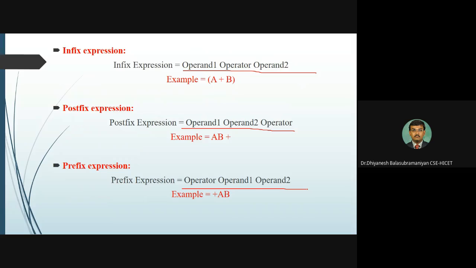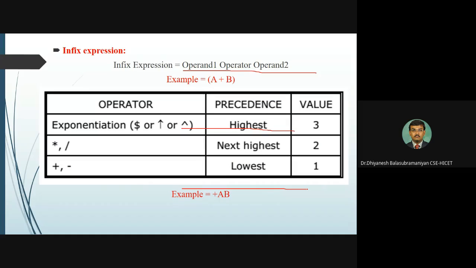And postfix is last, at the end. Post means at the last. So operand 1, operand 2, operator: A B plus. So A is operand 1, B is operand 2, and plus is the operator. And prefix is in advance, you have the operator. So operator, operand 1, operand 2: plus is the operator, operand 1 is A, and operand 2 is B. So this is an example for infix, postfix, and prefix. Try to mark down these formulas. If you mark this down, or if you know it conceptually, then well and good. And this is the next important thing: operator priorities.